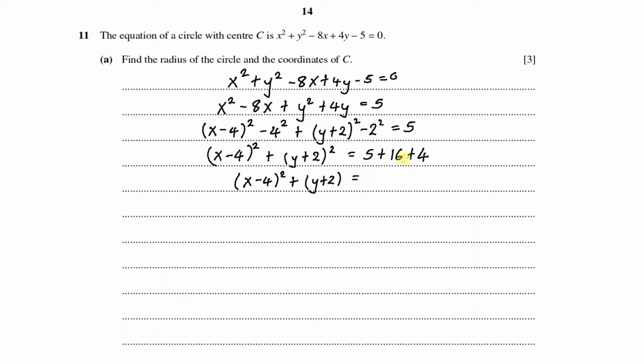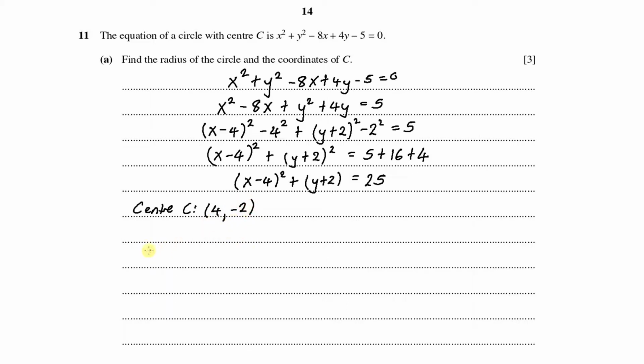So 5 plus 16 plus 4 gives us 25. So this is now the equation of the circle. So I can now deduce the center, coordinates of the center C are going to be minus of minus 4, so that's 4, and minus 2, that's minus 2. So that's the center.